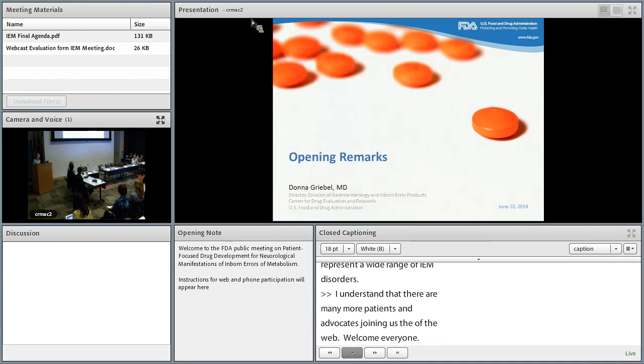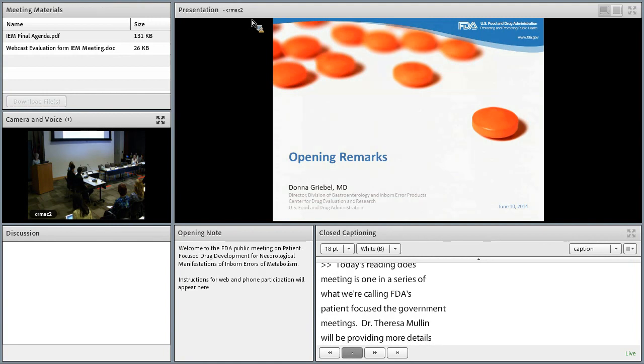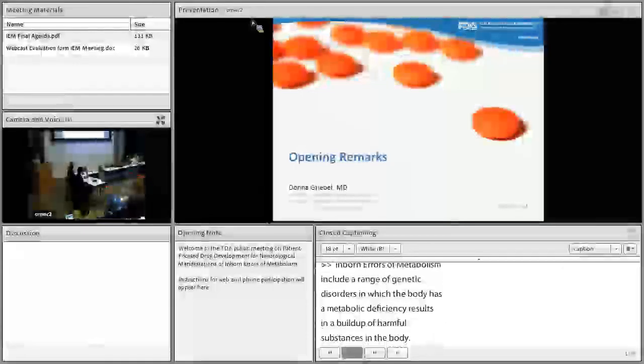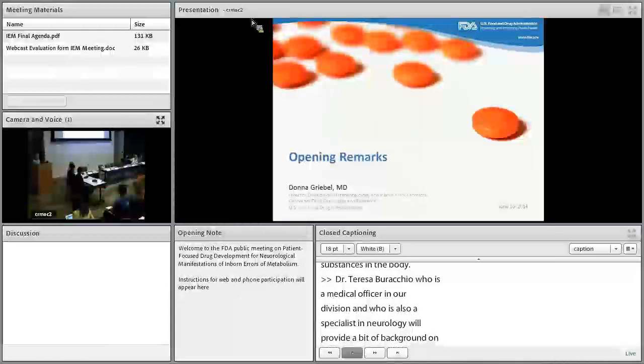Today's meeting is one in a series of what we're calling FDA's patient-focused development meetings. Dr. Teresa Mullen will be providing more details on this initiative in a few minutes. The inborn errors of metabolism include a range of genetic disorders in which the body has a metabolic deficiency that results in a buildup of harmful substances in the body. Dr. Teresa Mullen, who's a medical officer in our division and who is also a specialist in neurology, will provide a bit of background on IEM in a few minutes as well.